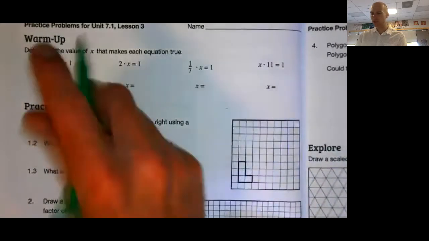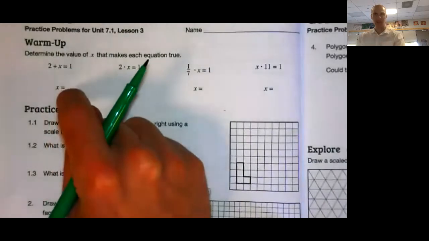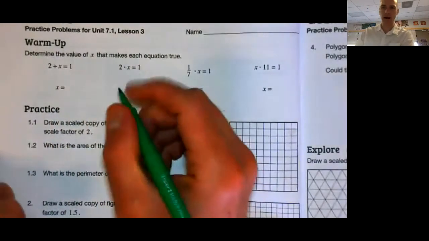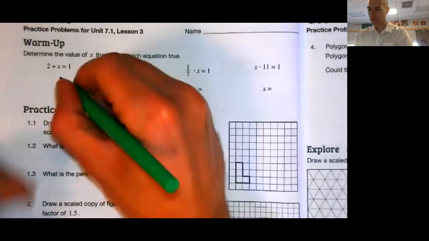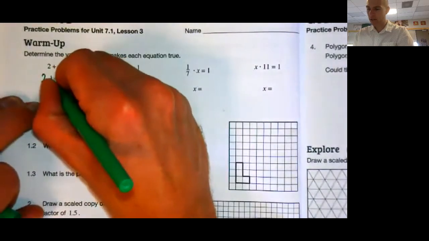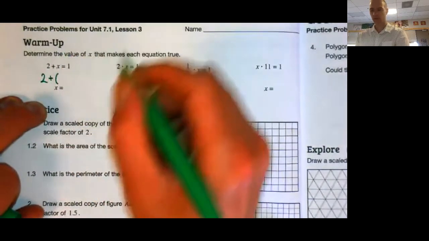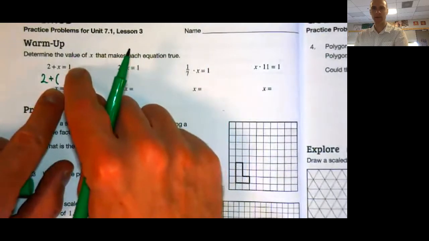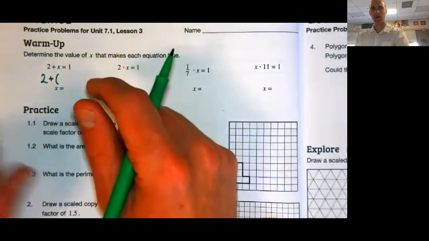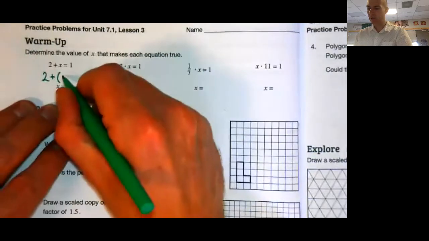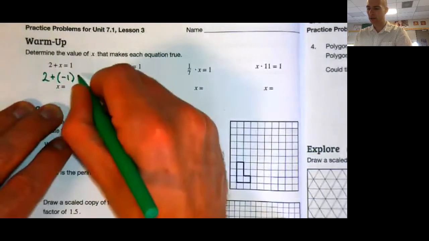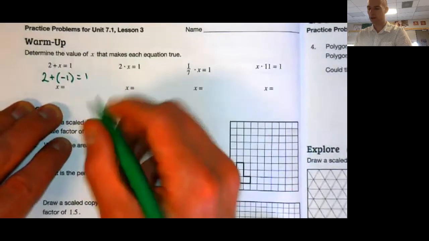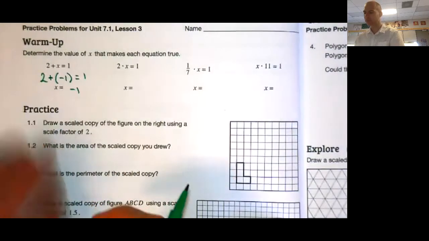Well, here we have 2 plus x equals 1. So this is checking to see whether or not you remember how negative numbers work from 6th grade. If you want to add a value, but you want your sum, the answer you get after you add, to go down or be lower, you need to add a negative number. So we're going to add -1 to equal 1. So x in this case equals -1.